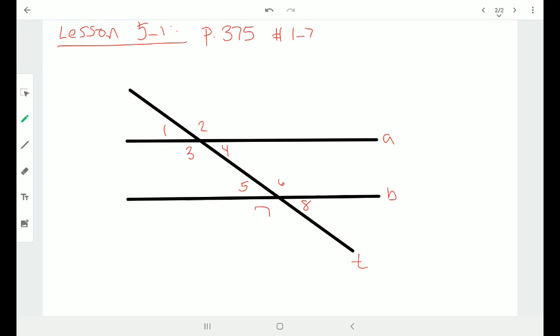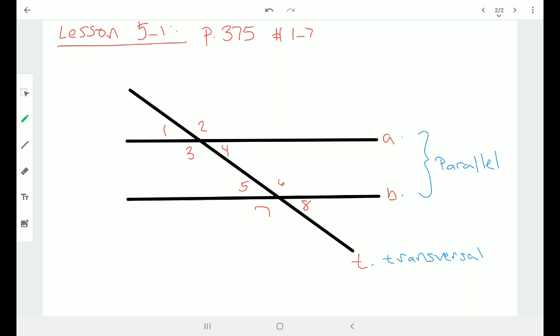So if you look at my example here, lines A and B are what we call parallel lines, right? They never cross, they never intersect. So lines A and B here are parallel. Line T that goes through lines A and B is called a transversal, okay? So these two are parallel, and line T is a transversal. It just cuts through lines A and B. It transverses through them, however you want to describe that. But that is what that line is considered.